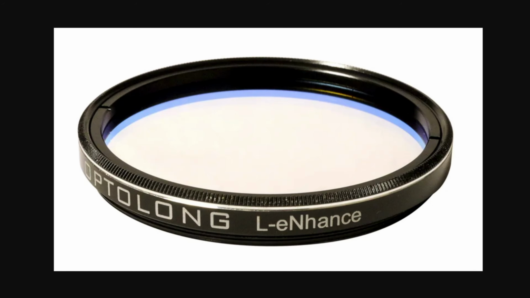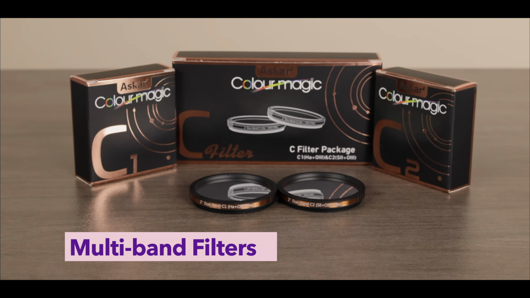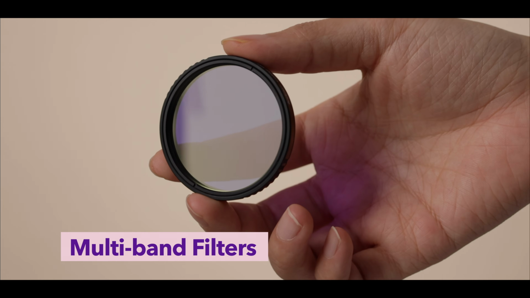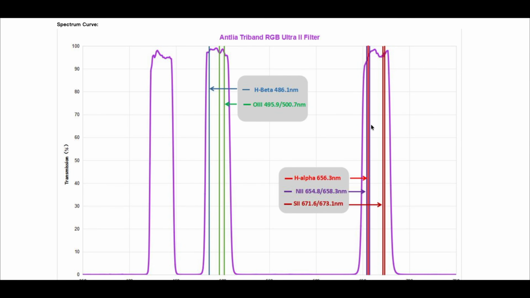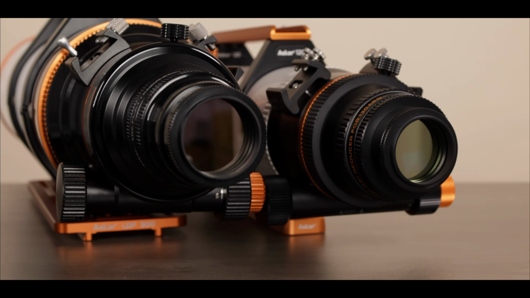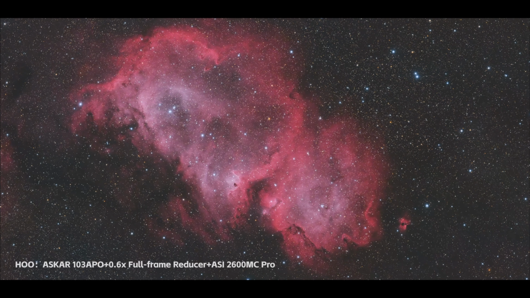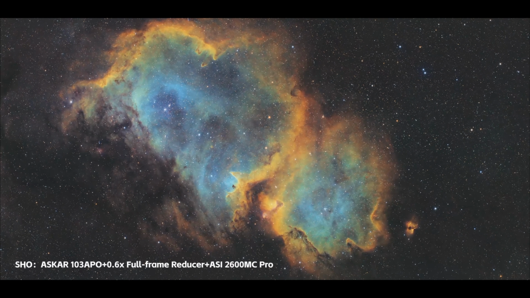From there, we slide naturally into the evolution of the narrowband world, multiband filters. These are the modern reinforcements for OSC imagers. Instead of choosing between 1 or 2 narrow windows, these filters open 3 or 4. H-alpha, O3, S2, all carved into a single piece of glass. In one exposure, a color camera can gather the chemical signatures of an entire nebula.